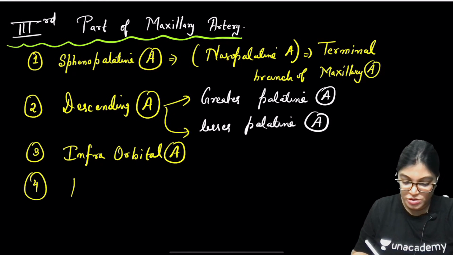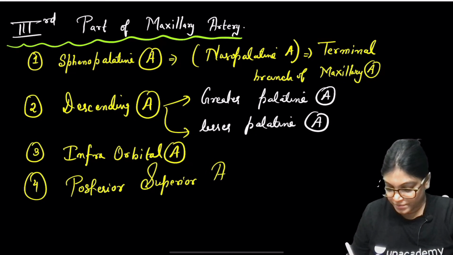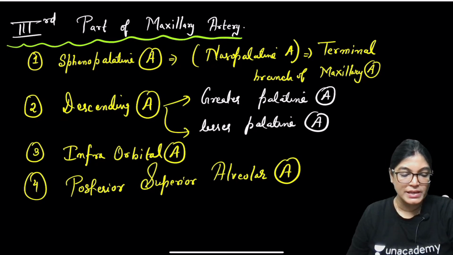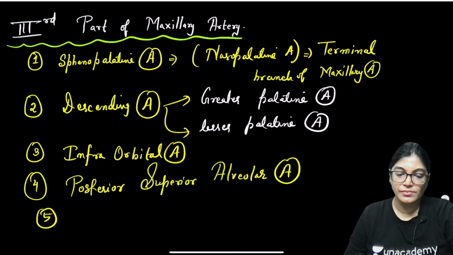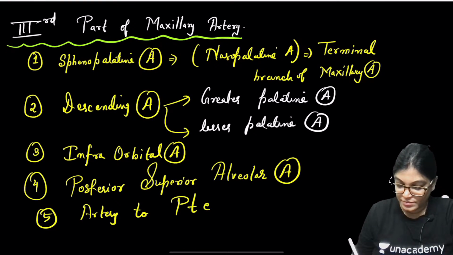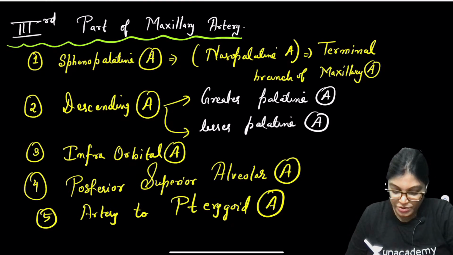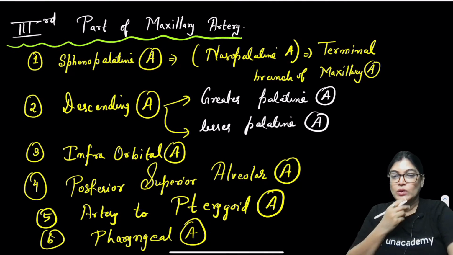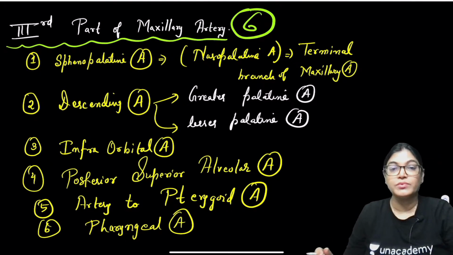Fourth important branch is posterior superior alveolar artery. Got it? And the next is artery to pterygoid canal, and the pharyngeal artery. So these are the 6 important branches. Please note down, these are the 6 important branches of third part of maxillary artery.